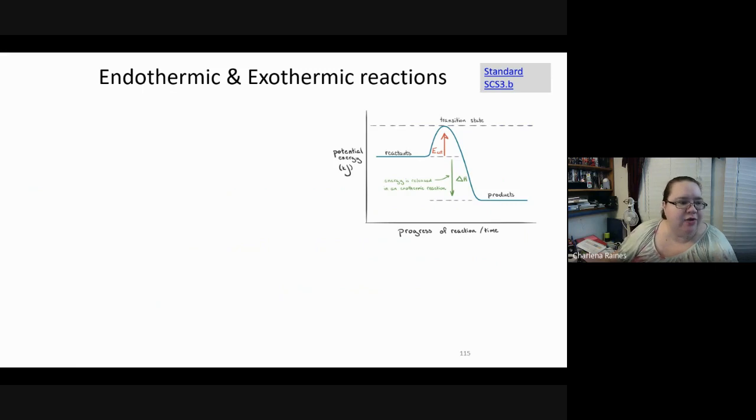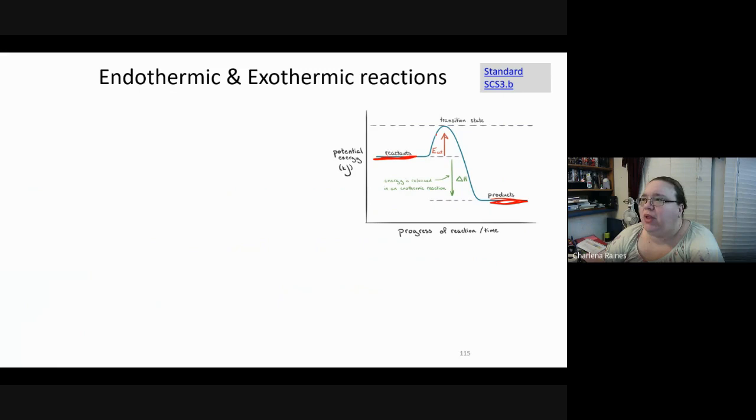So looking at that graph, notice on the y-axis, we have energy. We can see that our reactants are at a higher energy place than the products. Not what I wanted to click. There we go. So my reactants are at a higher energy than the products.